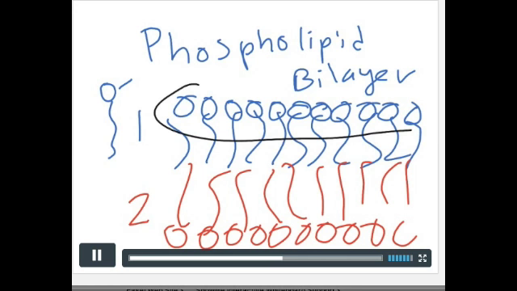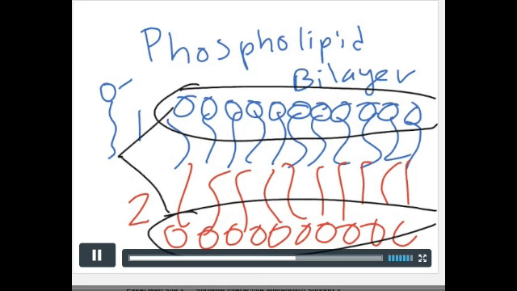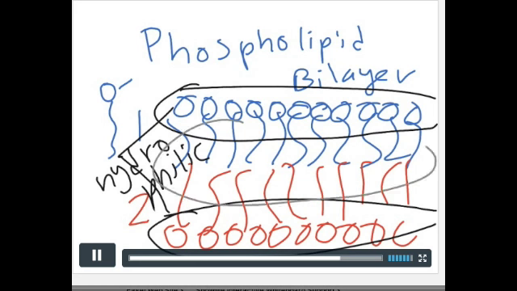All the ball things are hydrophilic, which, as you probably saw in the podcast, means that they dissolve in water very easily. But all these strands are hydrophobic, which means that they don't mix with water very well.